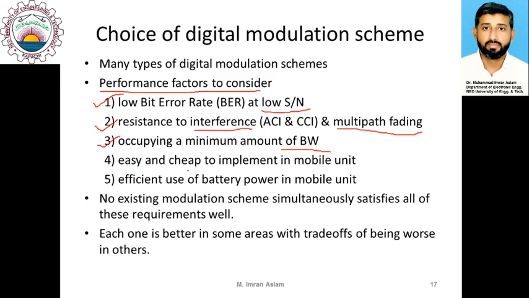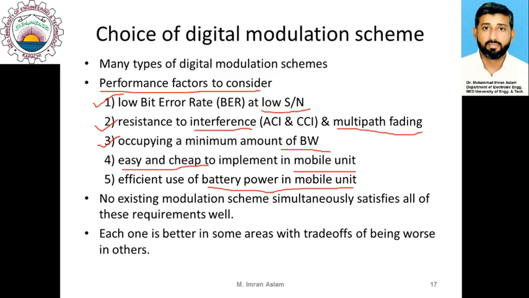Fourth is the implementation point of view. We want easy and cheap implementation on the mobile equipment. So whatever modulation scheme we want to use should be implementable on mobile equipment easily, and it should not cost high, so that the equipment cost remains at a reasonable level. We also want efficient use of battery power for the mobile units, because mobile units have a limited amount of battery, so we want as efficient battery use as possible.